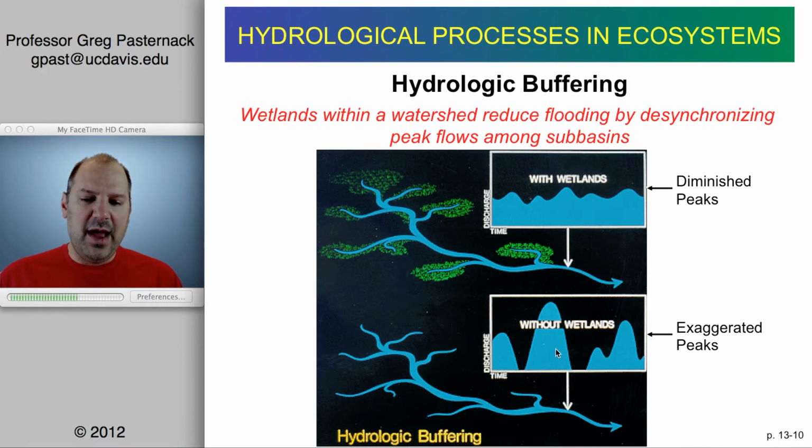If you remove the wetlands, then you get these extreme fluctuations where when it rains, you instantaneously get runoff much more quickly. You get a very abrupt peak that's very significantly higher, and then it drops off and you have no flow.